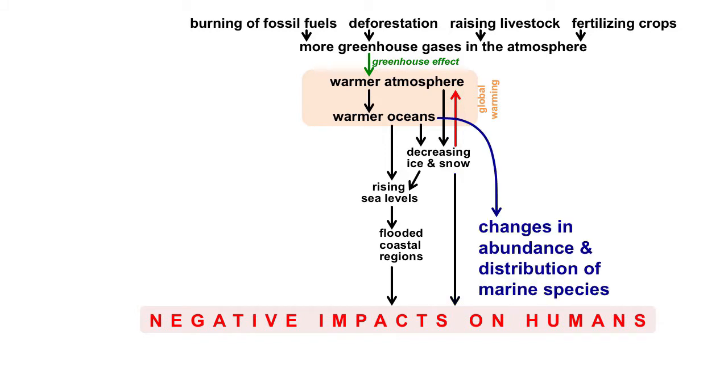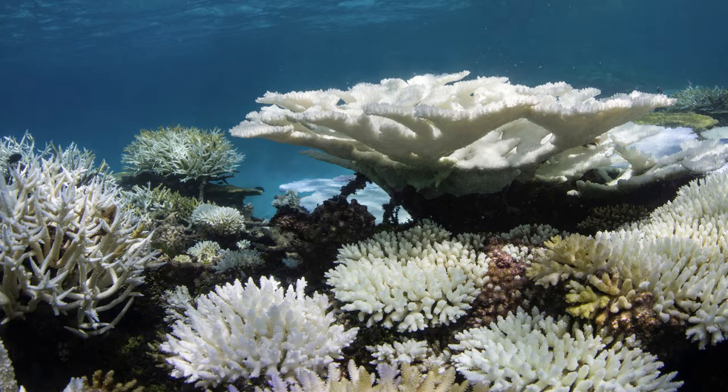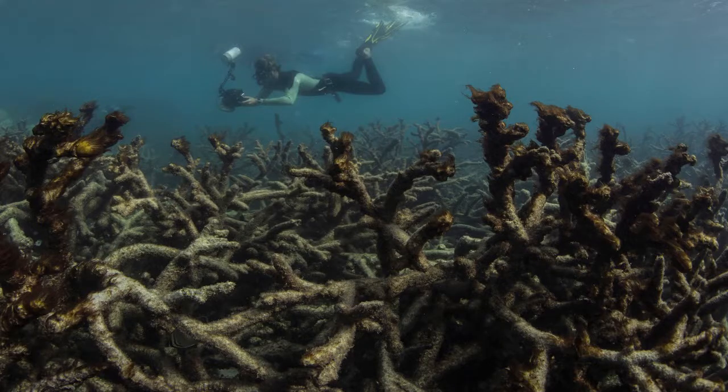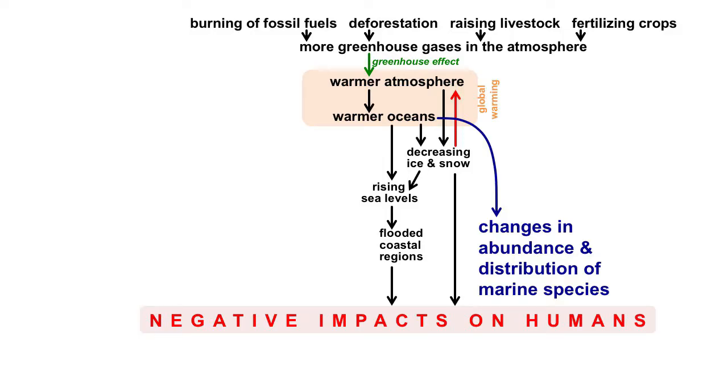Warmer oceans also lead to changes in the abundance and distribution of marine species. Just one of countless examples is that small increases in ocean temperature cause the phenomenon called coral bleaching, which looks pretty but leads to the death of the corals and brings with it the demise of entire coral reef ecosystems. Changes in the abundance and distribution of marine species are of course likely to have a negative impact on the food supply of humans.